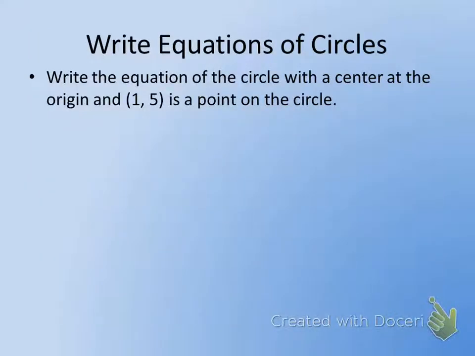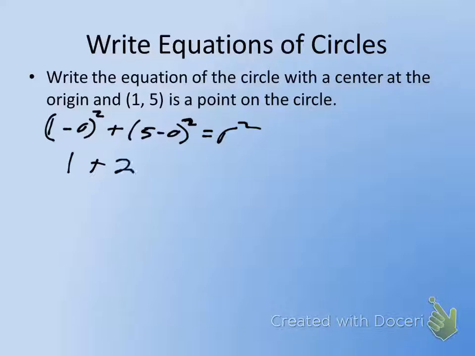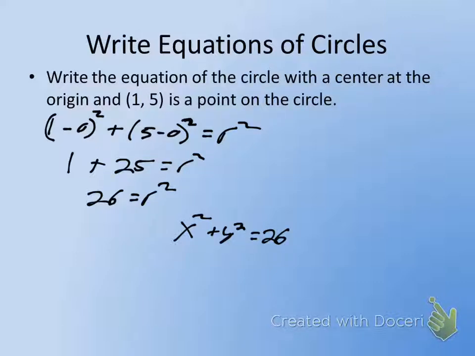If you want to go through the same rigmarole to get it and to see it, here's what you would do. x is 1 minus 0 quantity squared plus 5 minus 0 quantity squared equals r squared. 1 minus 0 is 1. 1 squared is? 5 minus 0 is 5. 5 squared is? Okay, so 26 is r squared. And then you write that equation. So x minus 0 quantity squared is just x squared. y minus 0 quantity squared is just y squared, which equals 26. That's the answer.